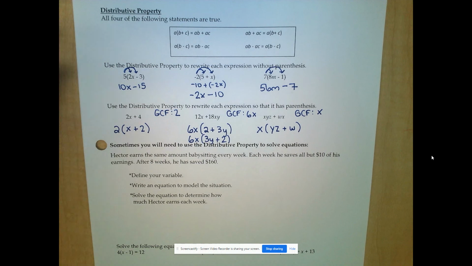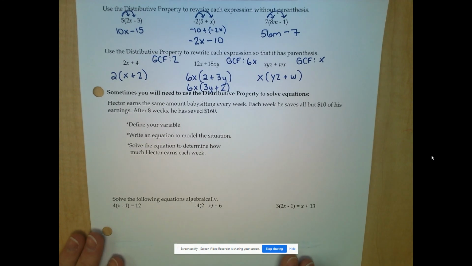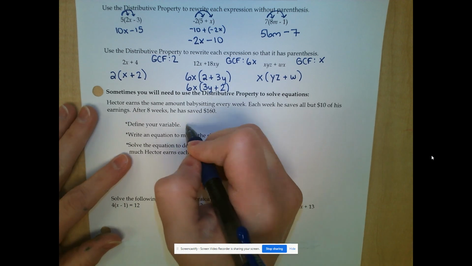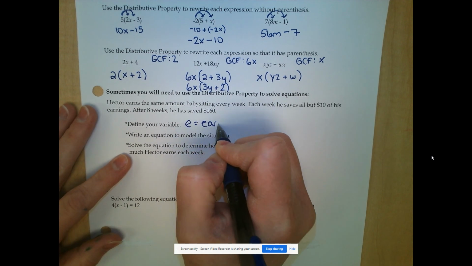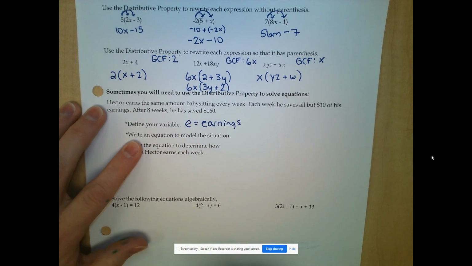Sometimes you'll need to use a distributive property to solve equations. Hector earns the same amount babysitting each week. Each week, he saves all but $10 of his earnings. After 8 weeks, he's saved $160. So define your variable. I'm going to use E to stand for his earnings and write an equation to model the situation.